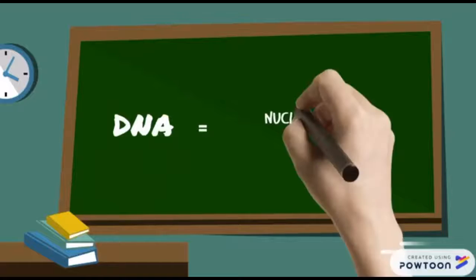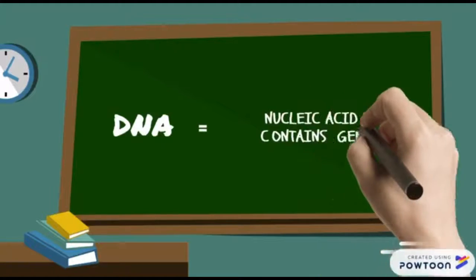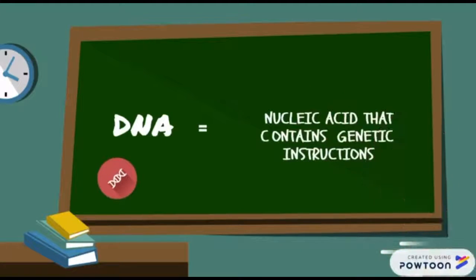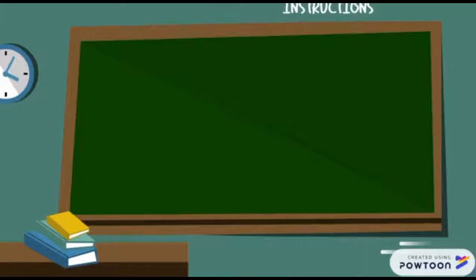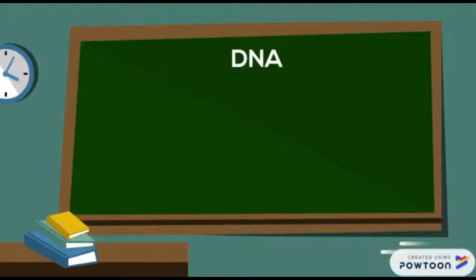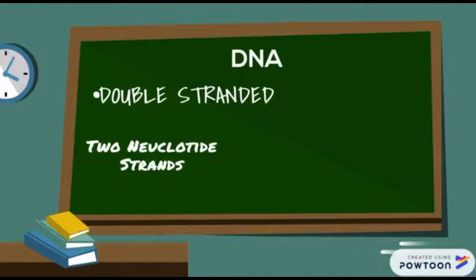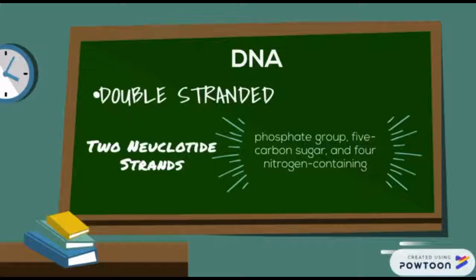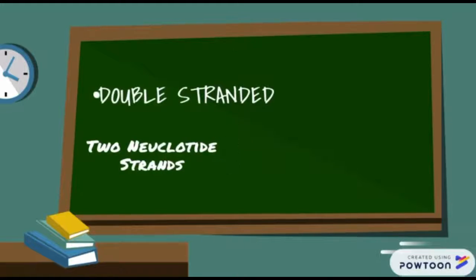DNA is a nucleic acid that contains the genetic instructions used in the development and functioning of all modern living organisms. It has a blueprint function of biological guidelines that a living organism must follow to exist and remain functional. It is a medium of long-term, stable storage and transmission of genetic information, with a double-stranded structure that has two nucleotide strands, which consist of a phosphate group, a 5-carbon sugar and 4 nitrogen-containing bases.